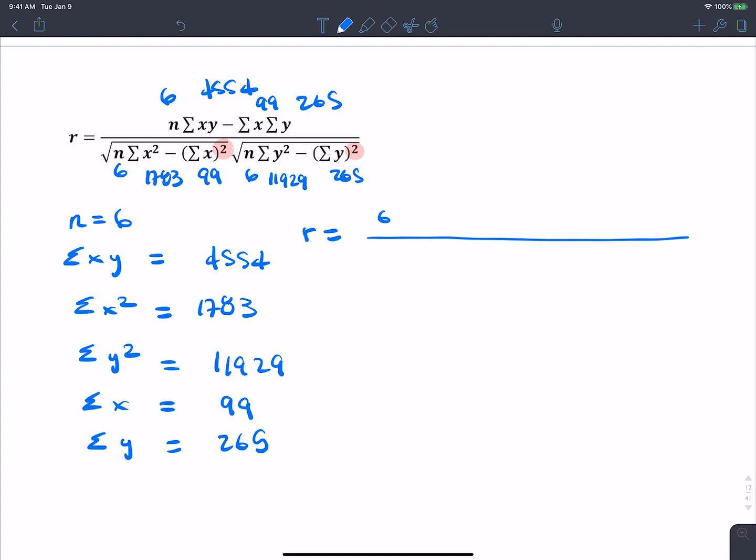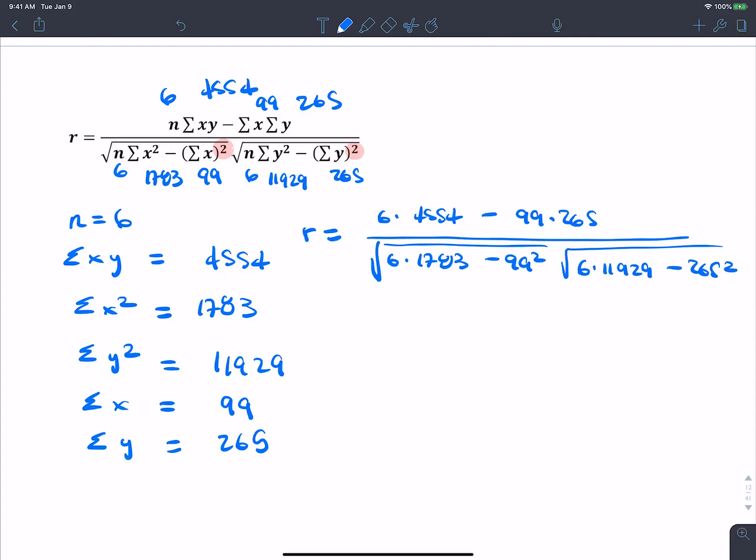All of this. So we have 6 times 4554 minus 99 times 265, over the radical of 6 times 1783 minus 99 squared, times 6 times 11,929 minus 265 squared. That's all under our radical. Make sure you write this down and double check as we go along, because I'm not even awake yet. We're going to punch this in our calculator, okay?